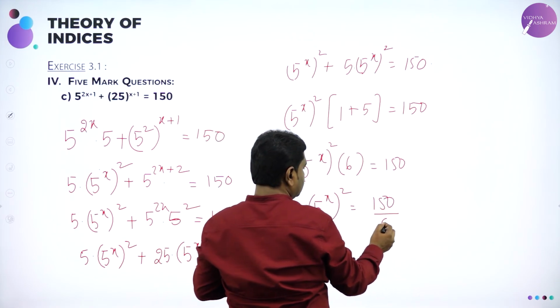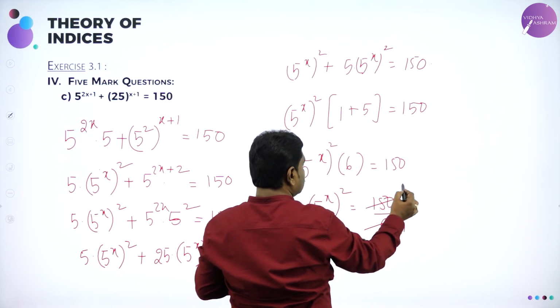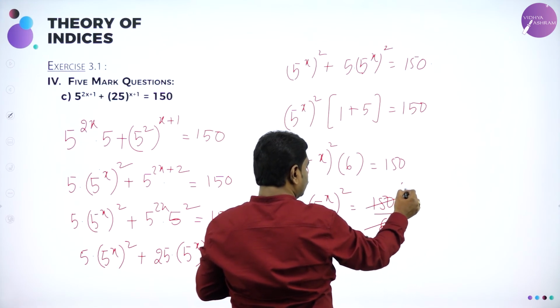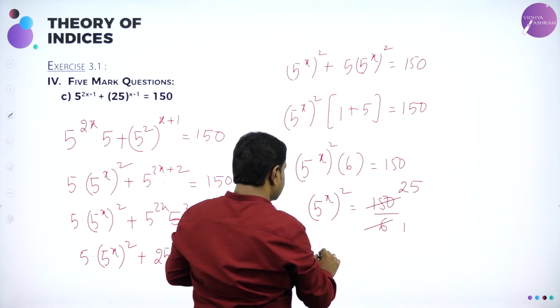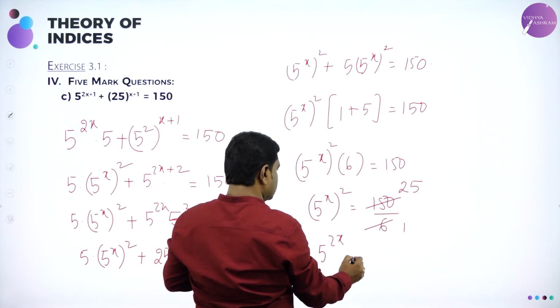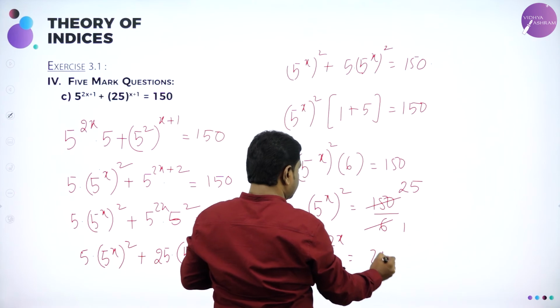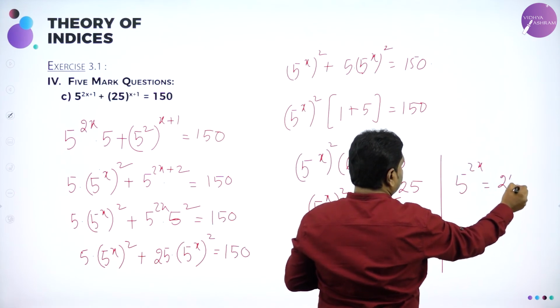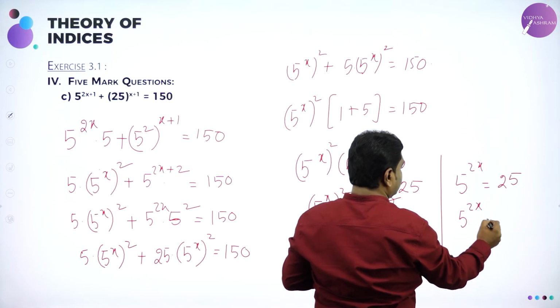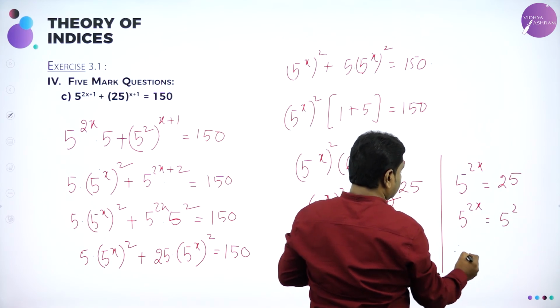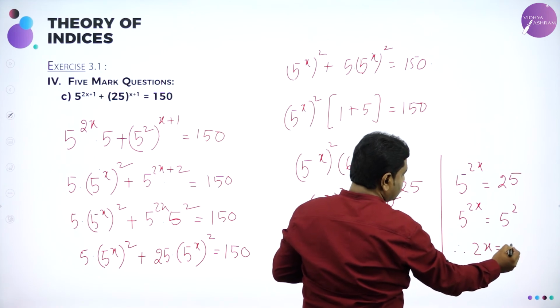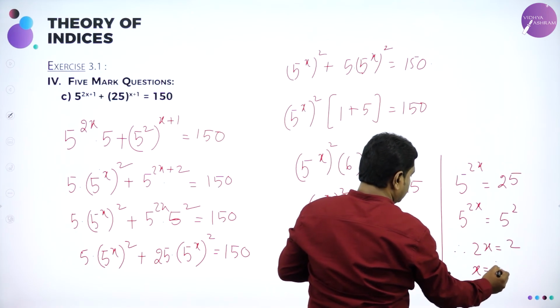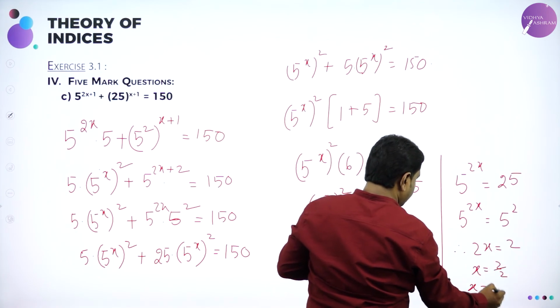Simplify this. 6 ones are 6, 6 twos are 12, 6 fives are 30, so it is 25. So 5 power, I'll take it as 2x only, is equal to what? 25. Simple. 5 power 2x is 25. So I can say 5 power 2x is equal to 5 square. So therefore by making the bases same, 2x is 2, x is 2 divided by 2, x is 1.